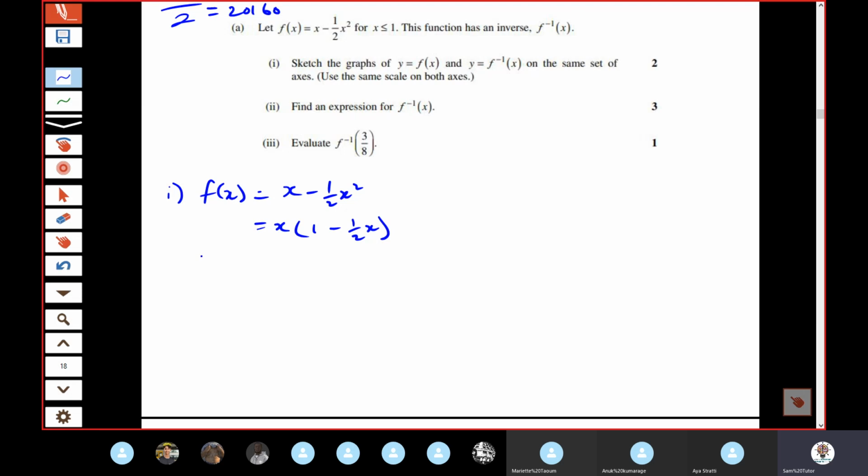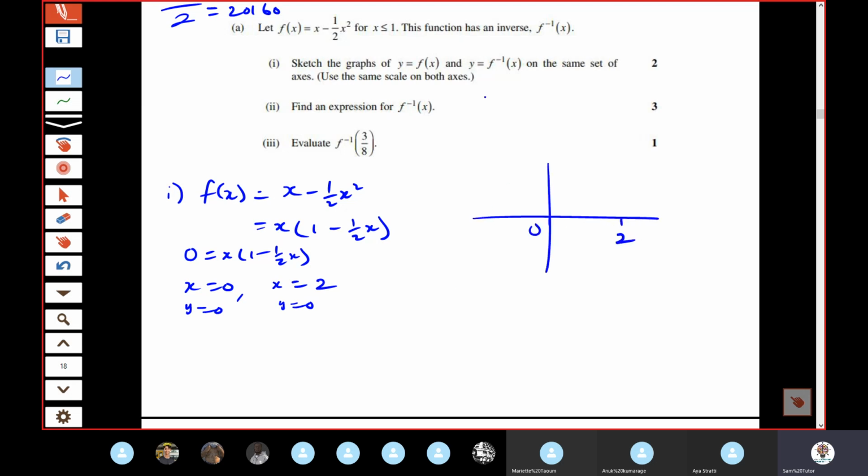For your x-intercepts, you let y equal 0. So you'll get x equals 0 and x equals 1 divided by a half, which is 2. So when y equals 0, our intercepts are at 0 and at 2, and that's why they gave you this half of that. Half of 2 is 1. So the original curve was like this.